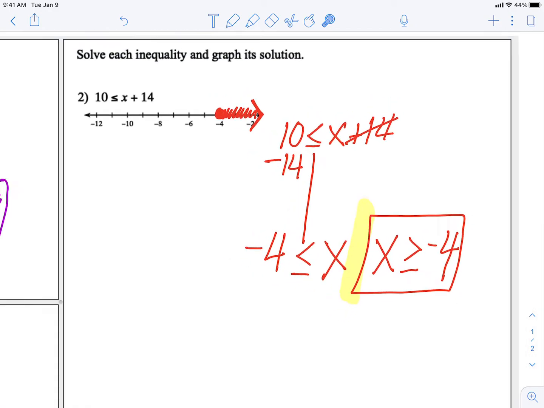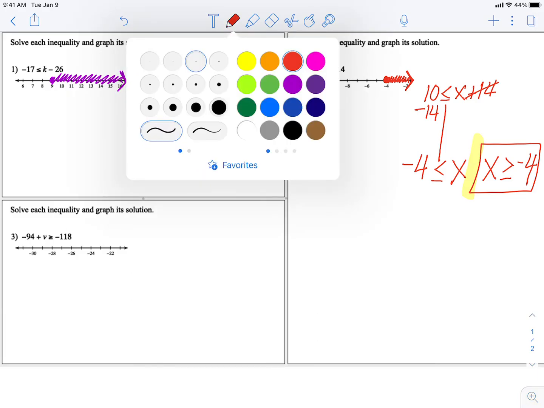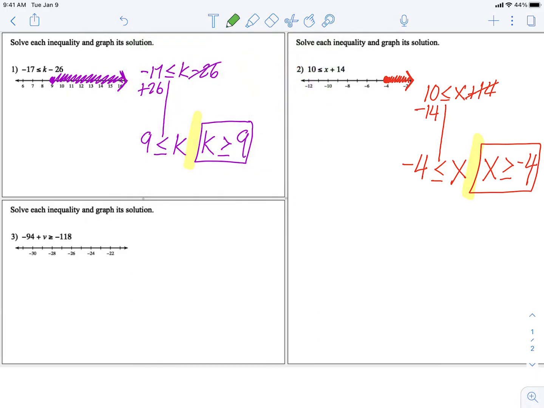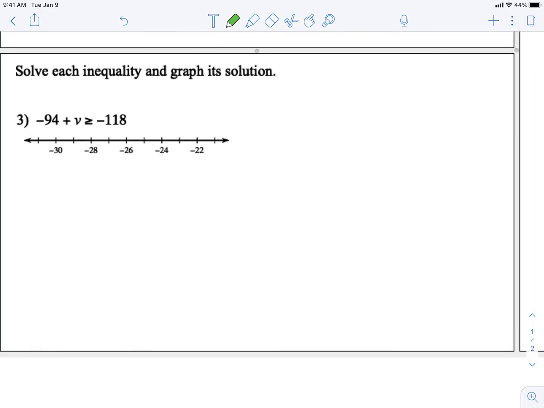All right. One more. We did 2 examples. Let's do one more. Let's go with green this time. So let's start by writing down our problem again. Negative 94 plus V is greater than or equal to negative 118.